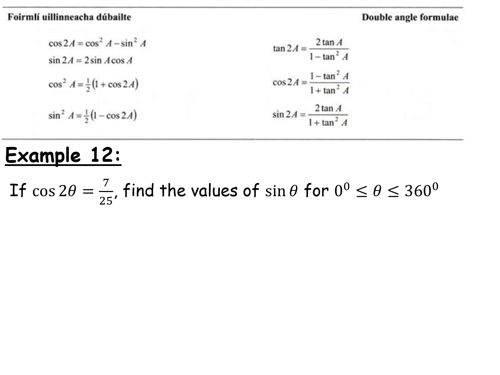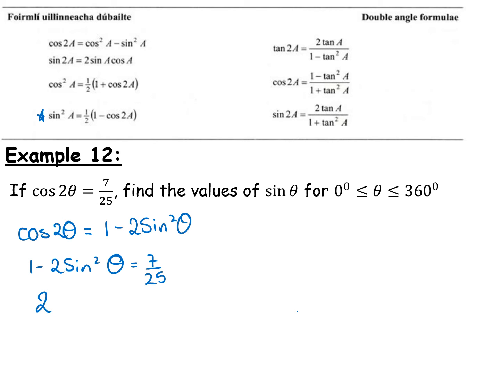So example 12, if cos of 2 theta is equal to 7 over 25, find the values of sine of theta for 0 degrees less than or equal to theta less than or equal to 360 degrees. So first thing we want to do is convert cos of 2 theta into sine. We're going to use this formula here. When we rearrange this formula, we get cos of 2 theta is equal to 1 minus 2 sine squared theta. So we know that 1 minus 2 sine squared theta is equal to 7 over 25.